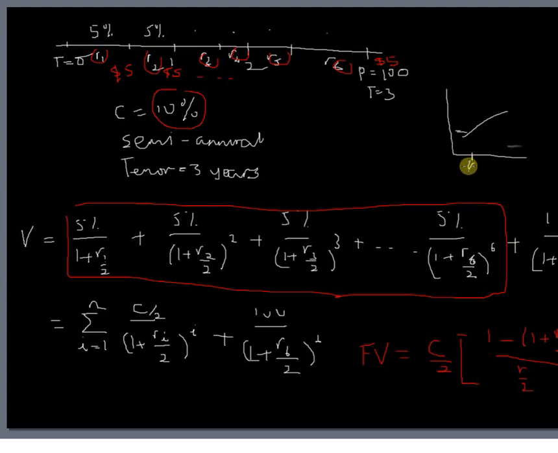This is t equal to 1. So we should be using R1 here, R2 at t equal to 2, and so on and so forth, in the discount formula, all the way to t equals 6, where we use R6 in the discount formula here.